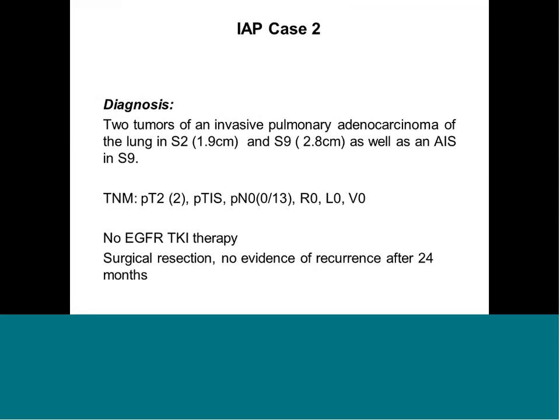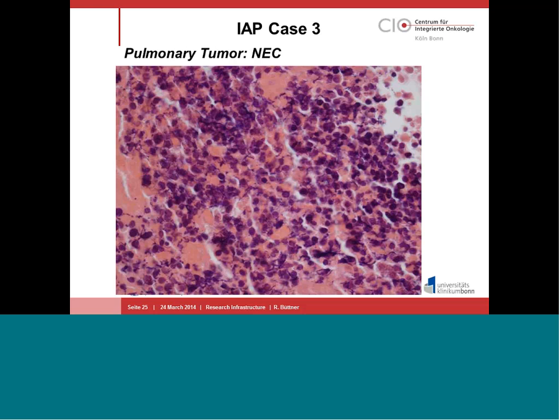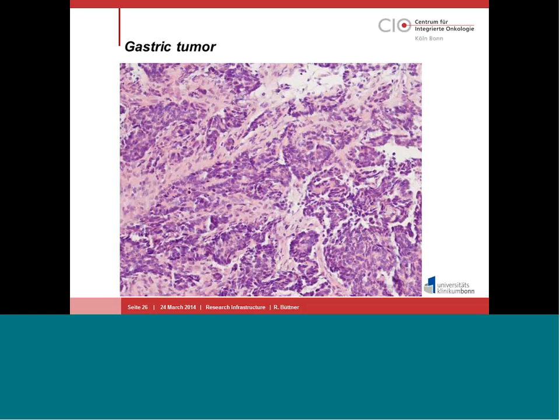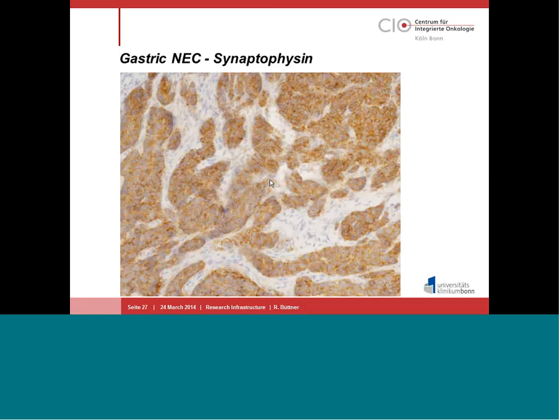Another patient was a patient with 2 neuroendocrine tumors in the lung. Then he was staged, and they found a second tumor. This is the lung tumor. Looks like a very aggressive neuroendocrine carcinoma. And the gastric tumors at first glance look a little bit similar. And both tumors actually express neuroendocrine markers.